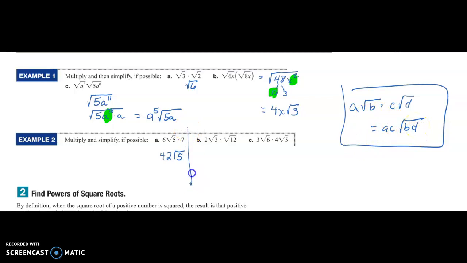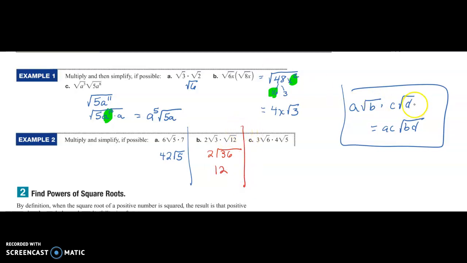So this is A. If I look and switch colors, B here, I'm going to multiply the outsides, 2 times 1 is 2, multiply the insides, 3 times 12 is 36. Ooh, perfection. Square root of 36 is 6, so 2 times 6 is 12. And so that's the answer to B.